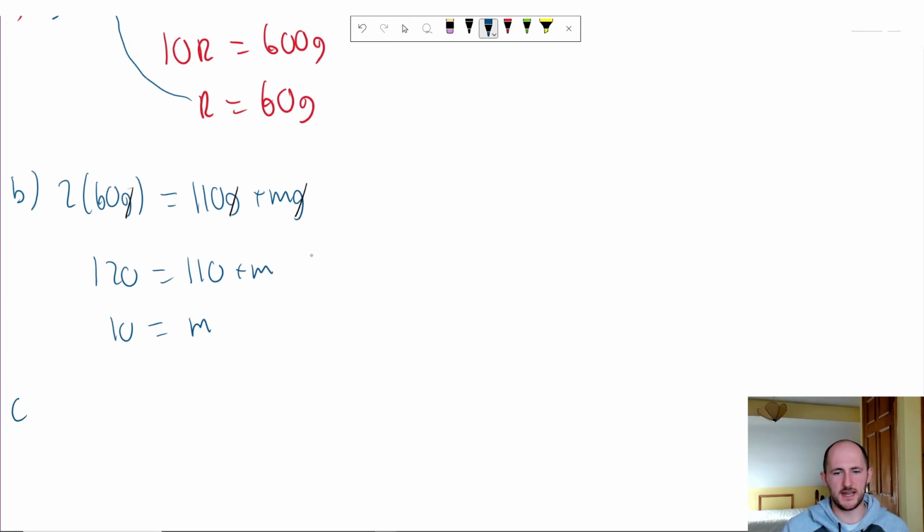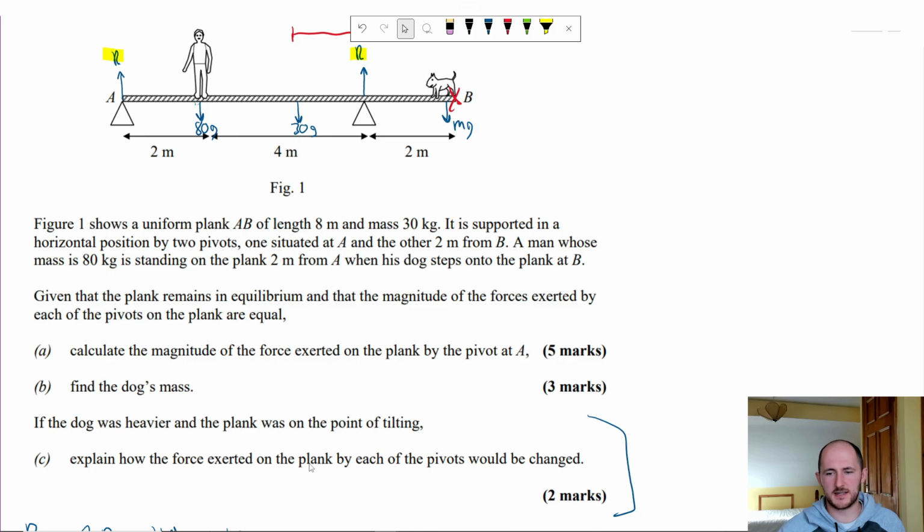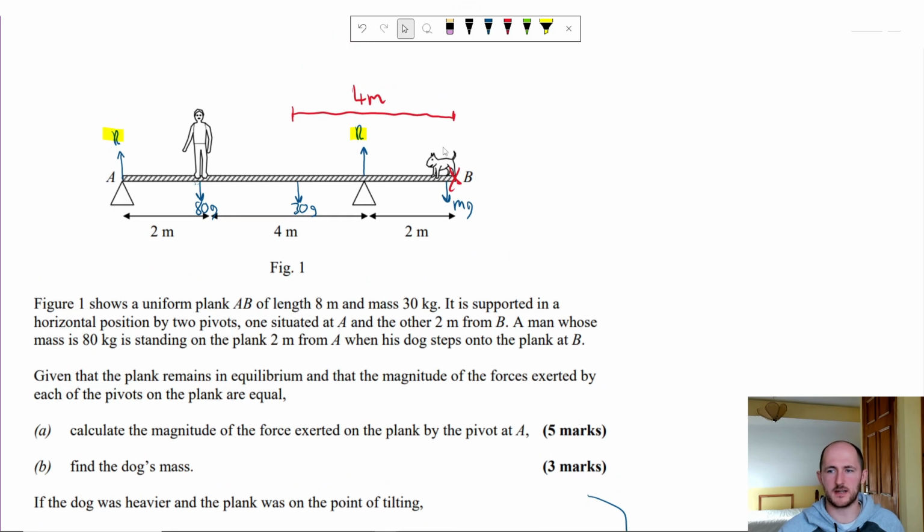So, for part C, it asks a wordy question. Explain how the force exerted on the plank by each of the pivots would change if the dog was heavier and the plank was on the point of tilting. So we've made this bigger. Well, now here's the thing. This is why this question's extra difficult. Because when people see on the point of tilting, they'll say, no reaction. Which is true, but no reaction where?